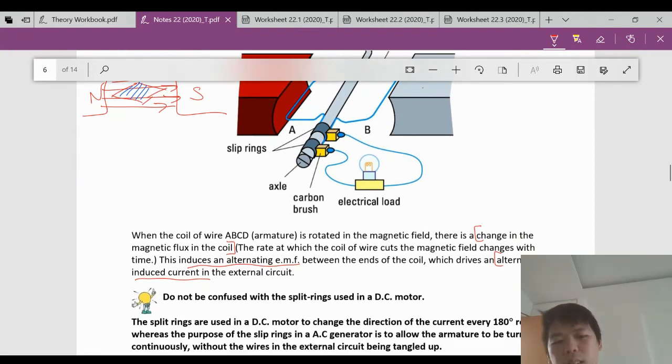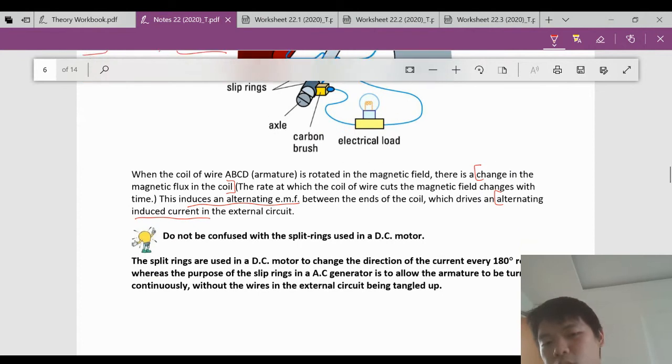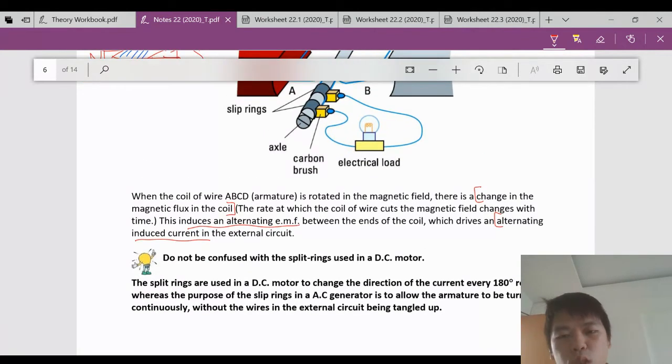Okay. So do not be confused with the split rings used here as compared to the DC motor. Remember, in your DC motors itself, the split rings are half split rings. So they're split into half to change the direction of the current every 180 degrees rotation. Whereas the split rings here for the AC generator are different, they are to allow the armature to be turned continuously without the wires in the external circuit being tangled. So you don't have to split the ring into half as compared to your DC motor.